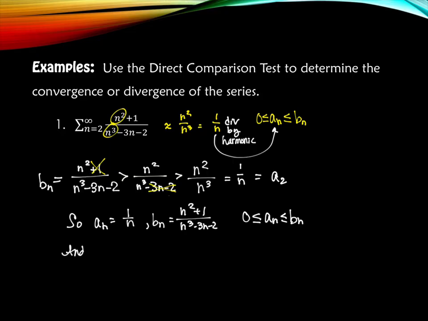I'll go ahead and write it out fully since I've kind of written pieces of it. The summation of 1 over n from n equals 2 to infinity. This one starts at 2, so we'll start it at 2 as well. It diverges. You can say by the harmonic series or by the p-series.